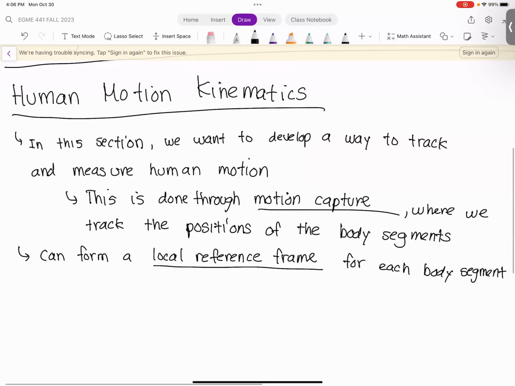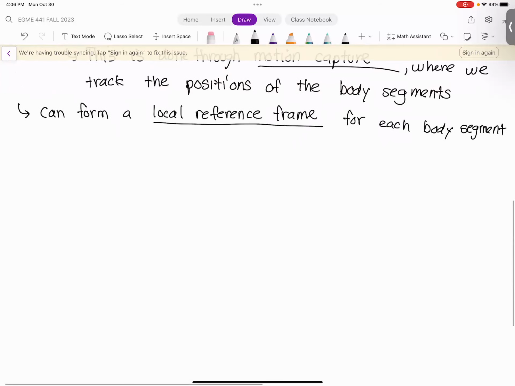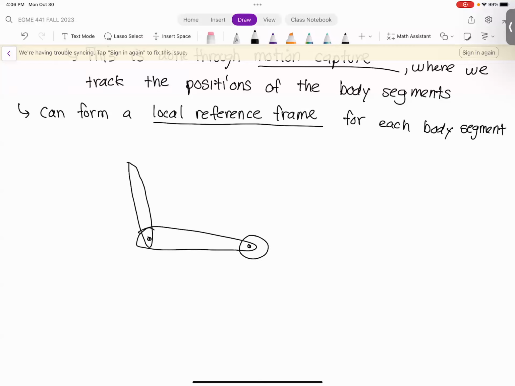Okay. And so visually, it's going to look something like this. Let's say I'm just going to focus on someone's arm for a second. So here we have a person's arm. We have the upper arm, the lower arm, and the hand. And so this is three different body segments.